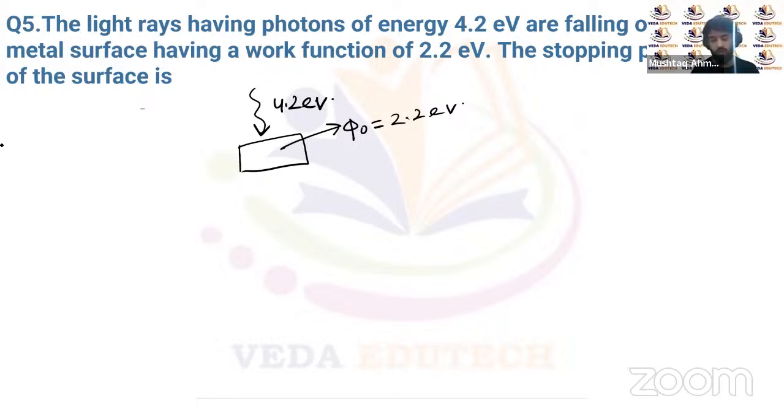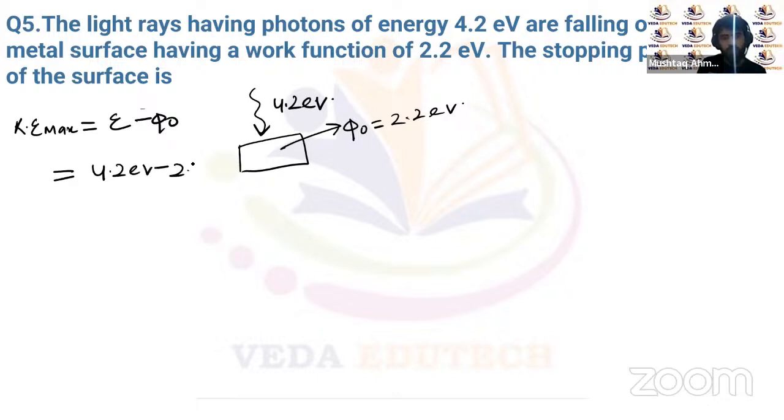That's what we call the stopping potential, right? Now we know that the maximum kinetic energy the electron can have will be the incident energy minus the work function. The incident energy here is 4.2 electron volts minus the work function, 2.2 electron volts. So the maximum kinetic energy the electron can have is 2 electron volts.